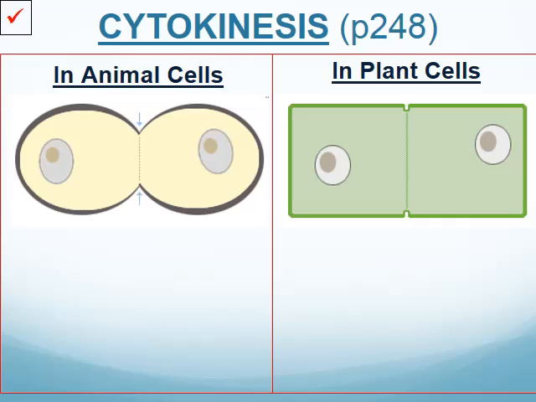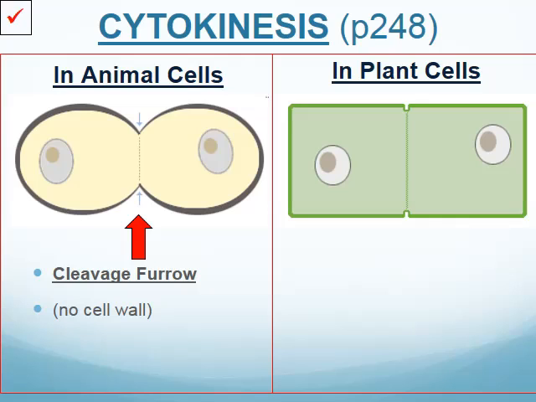So cytokinesis in animal cells and plant cells, they're a little bit different. In animal cells, basically what happens is we get something called a cleavage furrow. So imagine tying a piece of rope or string around, let's say, a circle or sphere of jello. If you wrap that around there and you keep pulling on that rope, you're eventually going to split them in half. Now this occurs because there is no cell wall.